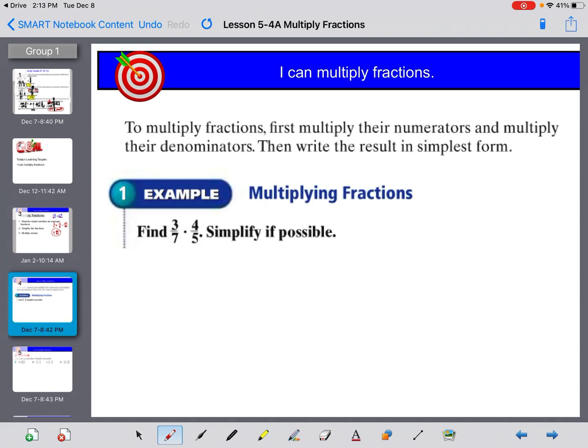To multiply fractions, first, you multiply their numerators and multiply their denominators. Then write the result in simplest form. So 3/7 times 4/5. Multiply the numerators. 3 times 4 is 12. Multiply the denominators. 7 times 5 is 35. Simplify if you can, and you can't. So multiply the numerators, multiply the denominators, and then simplest form.